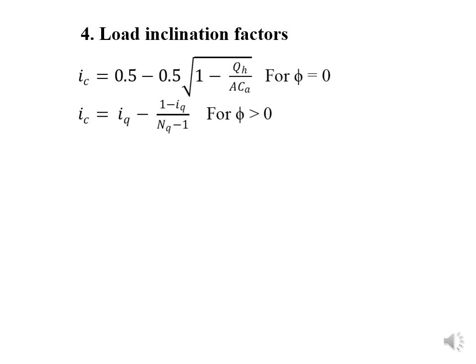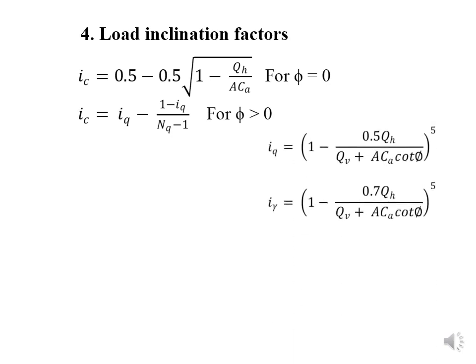What is QH? QH is the horizontal component, and A is the contact area. CA is equal to unit adhesion, right? Because see, the footing and the soil both are different materials. So here we have to consider the values of CA. The meaning of these values are also given in the last line of this slide. See, IQ also we can calculate by this formula. I gamma also we can calculate. QH is given, as I told you, the horizontal component of load Q.